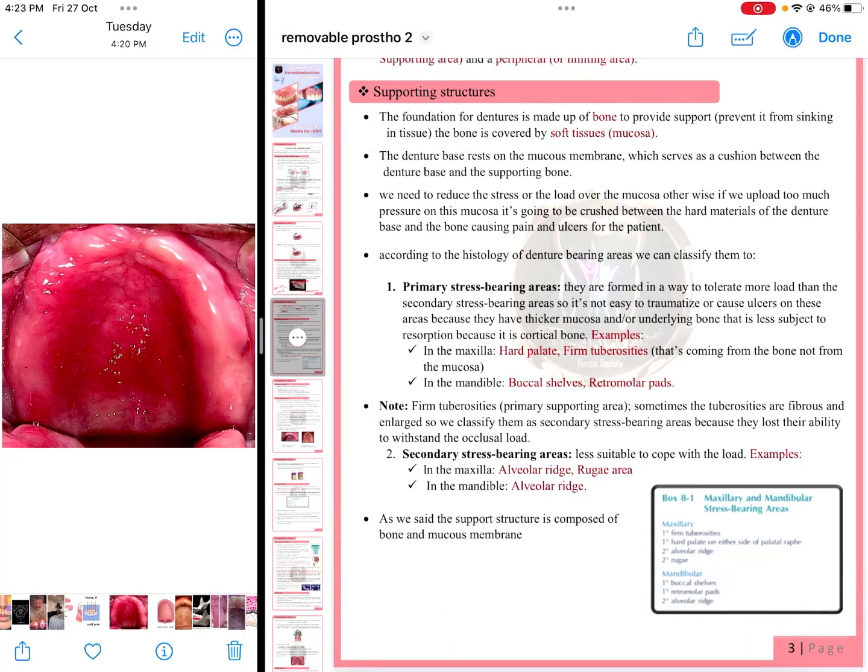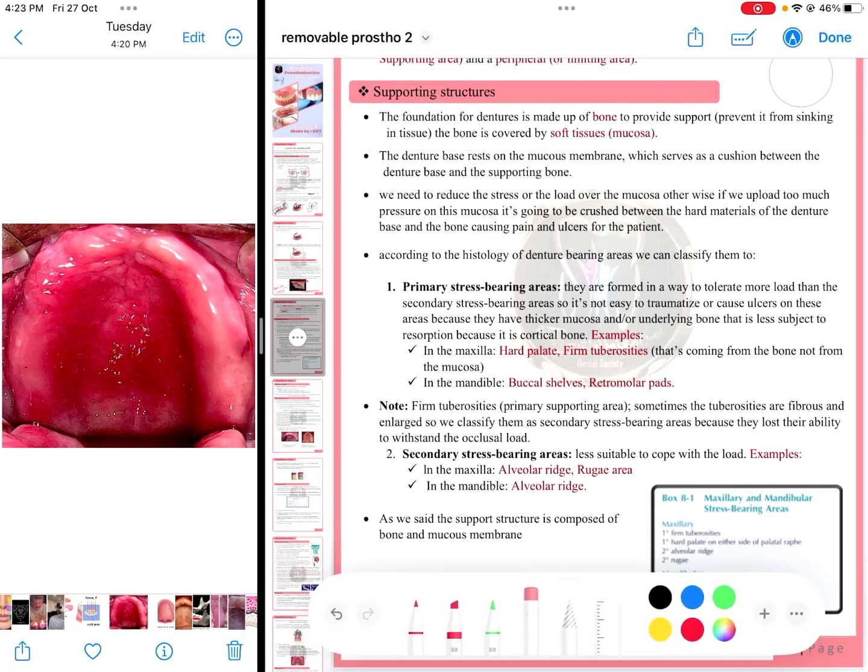So we will have mucosa, and under the mucosa we will have bone. So the denture base rests on the mucosa, right? The denture will sit on the mucosa like this. The denture will sit on the mucosa, which serves as a cushion.